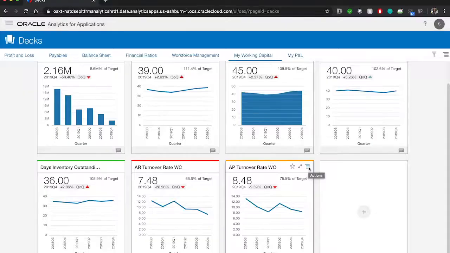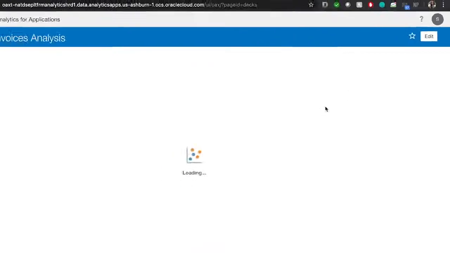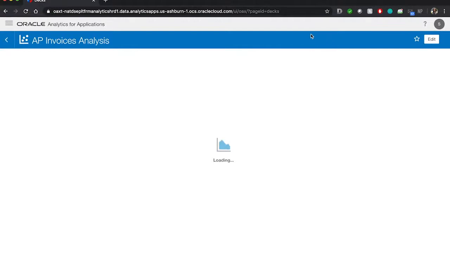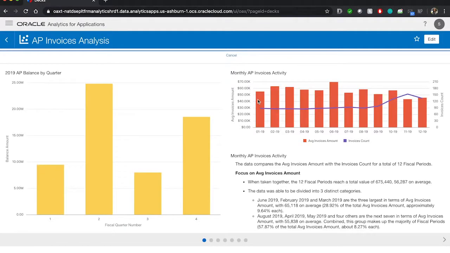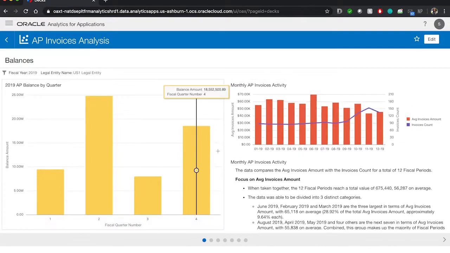So the financial manager now wants to look at a second report that was built by his business analyst. Clicking again on the hamburger menu of the AP turnover rate, he's now going to look at the AP invoices analysis. Again, this is a report that's built by the business analyst who simply just chose all the pre-made graphs and visualizations that were provided by OAX. And what he did was just customize the report to make it flow in a story that his entire team can best understand it as.